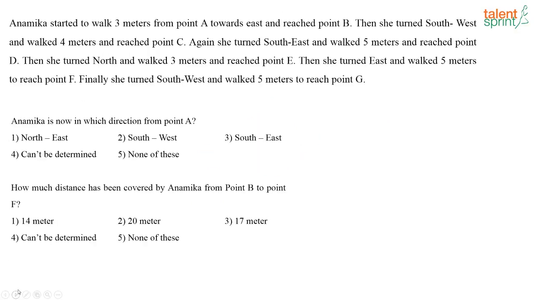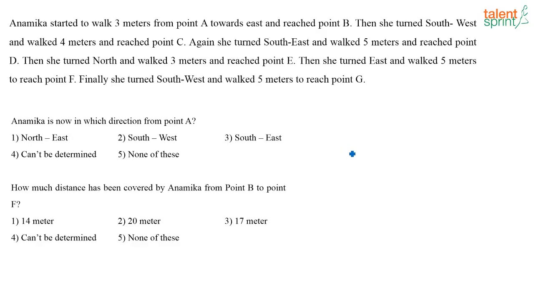Okay, next question. Anamika started to walk 3 meters from a point A towards east and reached a point B. So some information about her walking is given, and based on that questions are asked. So a question on directions. Again, this was a fairly easy question on directions. There was one more set on directions that was also fairly easy. Okay, let us try to solve it.